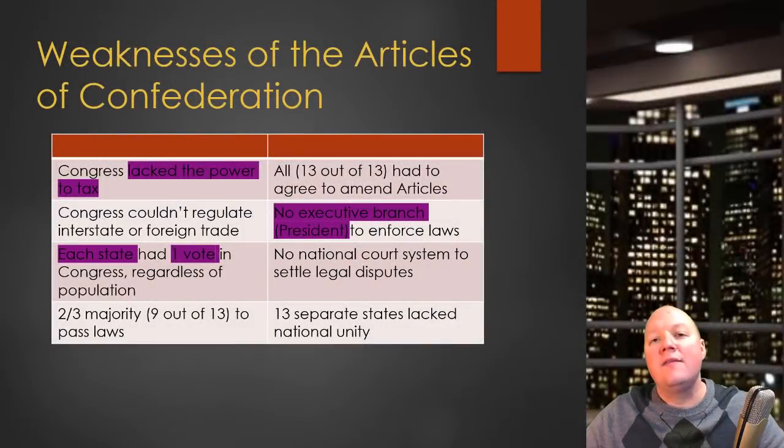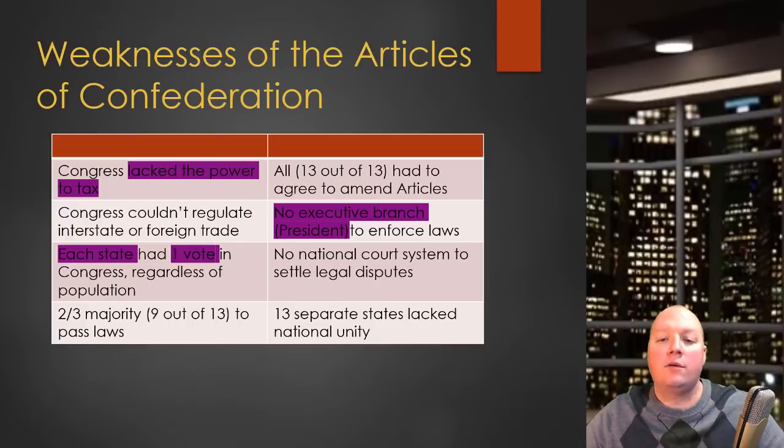So here's a chart that illustrates the weaknesses of the Articles of Confederation. Number one is Congress doesn't have the power to tax anybody. All they can do is ask states to just give them money. And almost always those states say no, because nobody wants to be the first chump to turn over cash when the other 12 states say no. And so the national government is pretty much always broke.